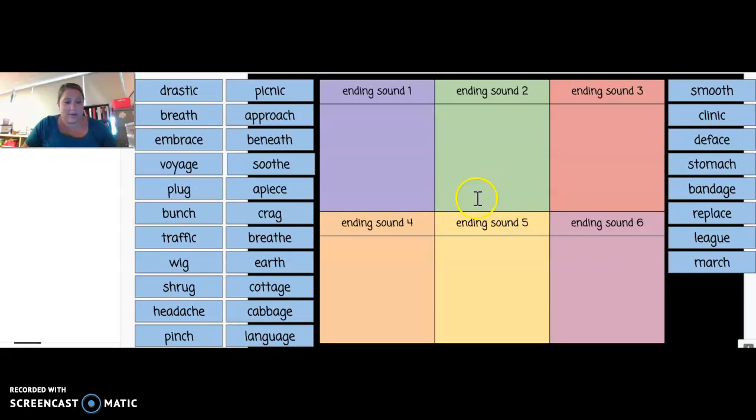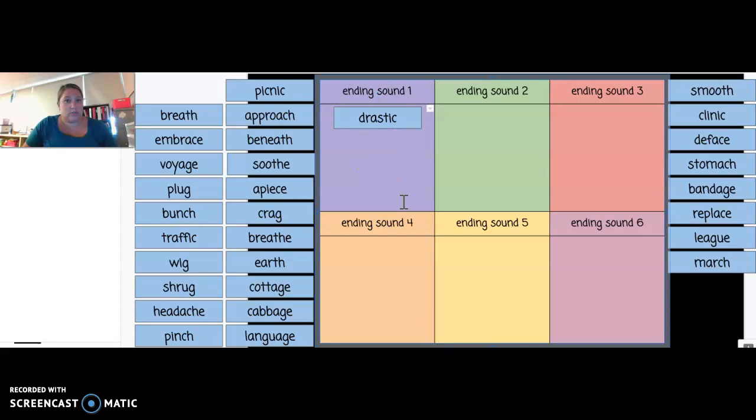Let's do a couple together. This word is drastic. It has a k sound at the end. I'm going to start off by clicking and dragging it to my ending sound 1, just so I start sorting ahead of time. My next ending sound is breath.